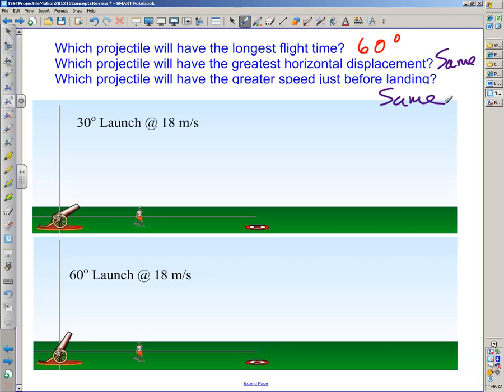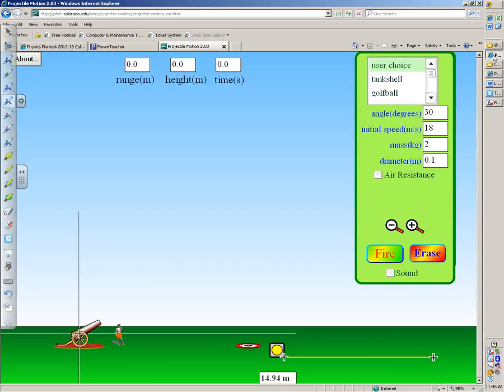Okay? Let's look. So, here's your projectile motion simulator that you were working on the other day. 30 degrees, 18 meters per second initial speed. Boom. There you go. Okay? Next, let's change this, see if I can actually change it to 60. Pretty tough to do with the magic pen.